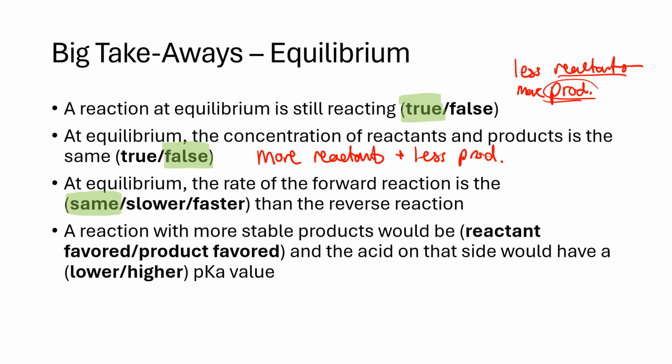So the reaction with more stable products is going to be product favored. And the acid on that side, meaning the acid on the product side, if it is product favored, is going to have a higher pKa, because that would be the less acidic acid. So make sure that these statements are making sense to you, okay?